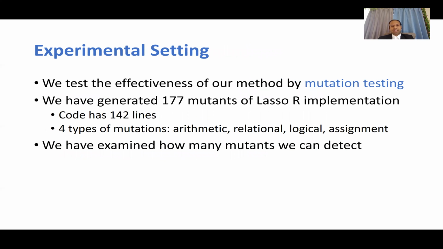For our experimental setting, we test the effectiveness of our method by mutation testing. We generated 177 mutants of our Lasso implementation. The total number of code lines is 142, and we have 4 types of mutation: arithmetic, relational, logical, and assignment. Then we examined how many mutants we can detect.